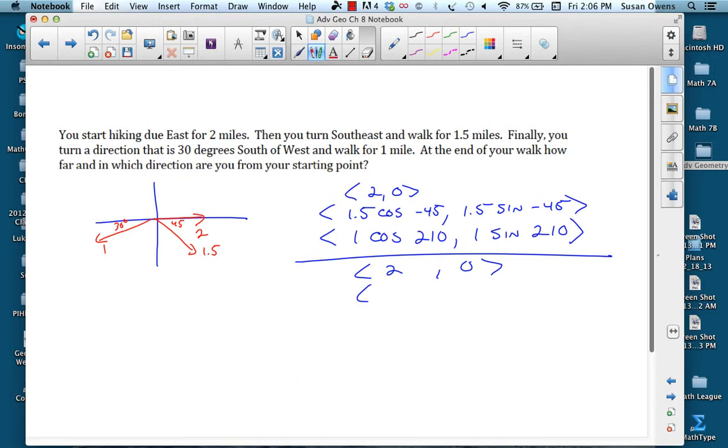Okay, so 1.06 and negative 1.06? Yeah. That makes sense because it's positive and then negative. Okay, and what was the last one, David? Negative 0.87, negative 0.5. No, just 0.5. Oh, negative 0.5. Oh, that's right. It's a 30, 60, 90. Negative 0.5.